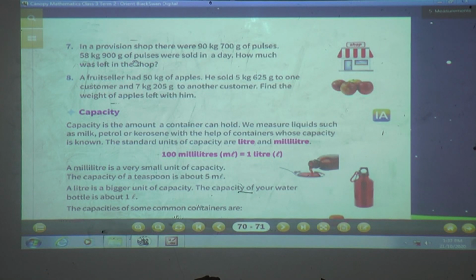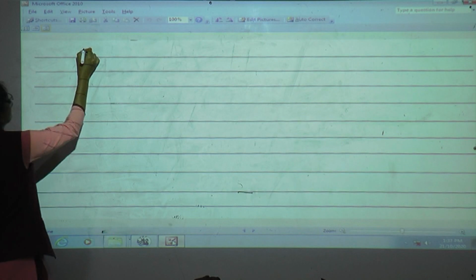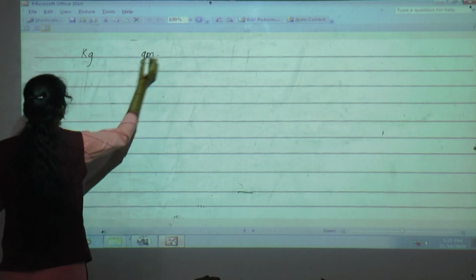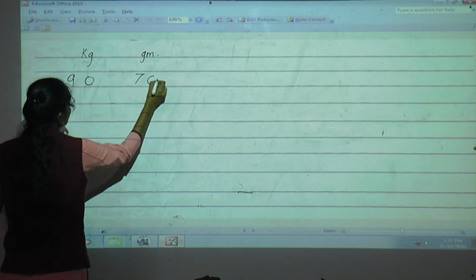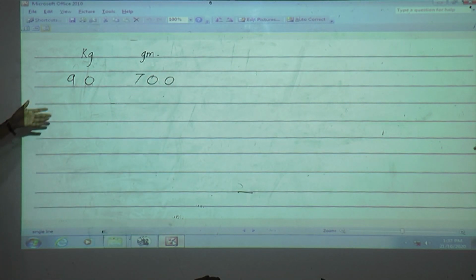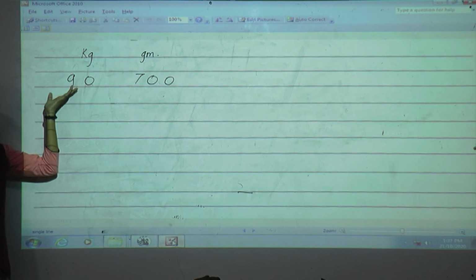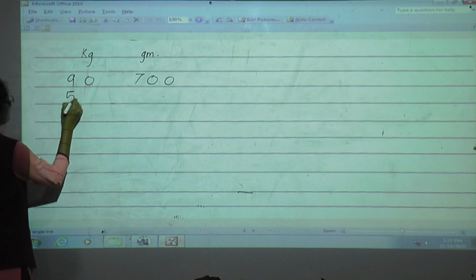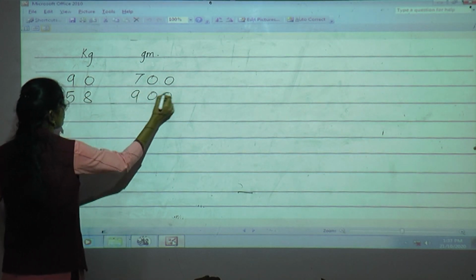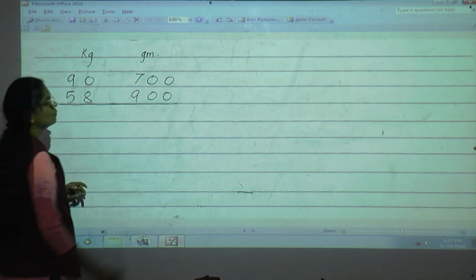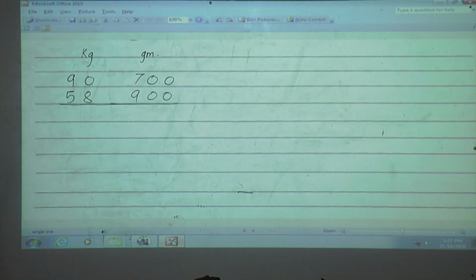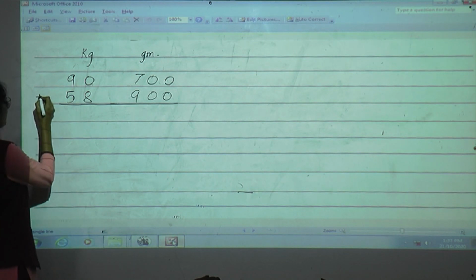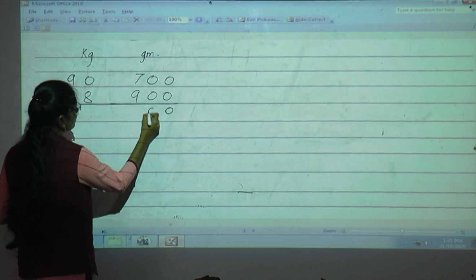90 kg 700 gram. Okay, initially this much pulses was there in the shop. Then in one day the shopkeeper sold 58 kg 900 gram pulses. So after subtraction we will get the weight of the left pulses in the shop. So do the subtraction. 0 minus 0, here also 0.